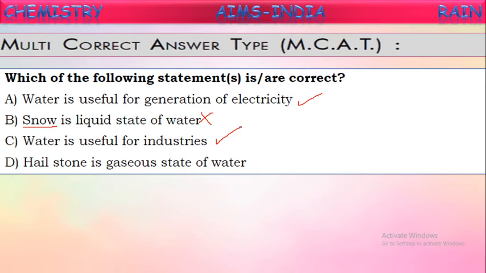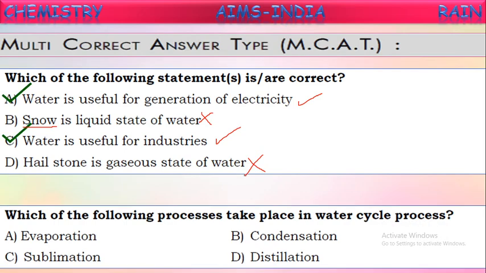Next one. Hailstone is a gaseous state of water. Is it correct? Is hailstone a gaseous form of water? No. What is the state of hailstone? Hailstone is the solid state of water. When raindrops reach very cool areas, they immediately convert into solid state and form small ice pieces. Those we call hailstones. So hailstones are in the solid state, not in the gaseous state. Now what are the correct statements in the given? A and C.